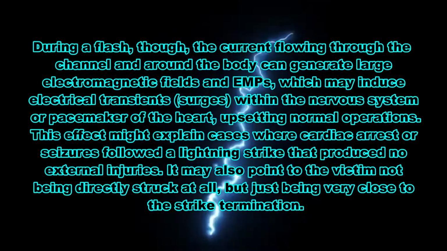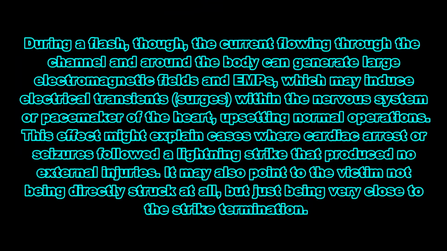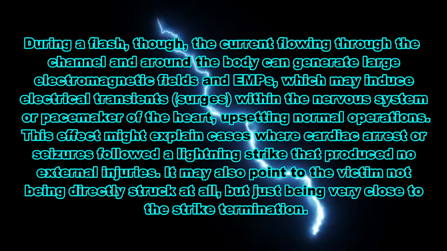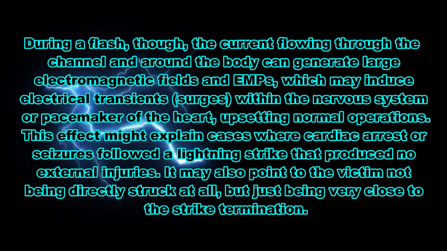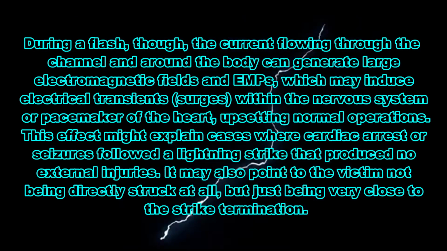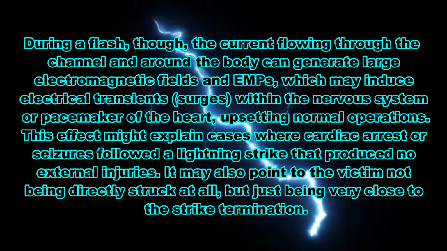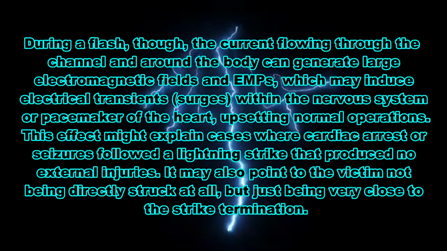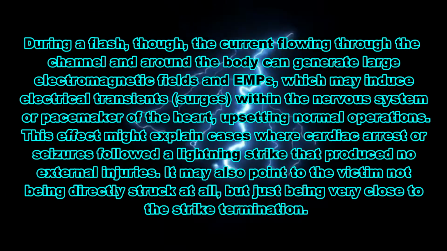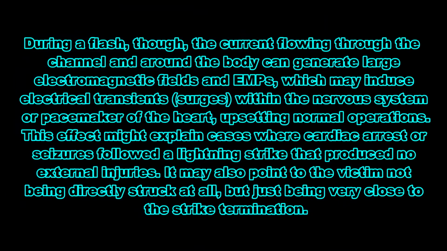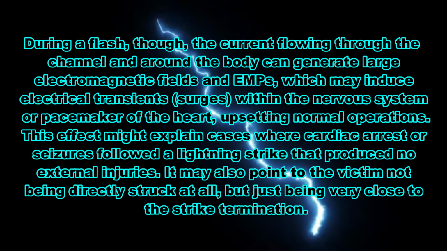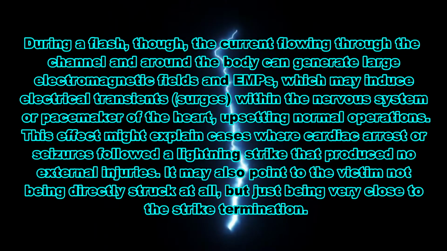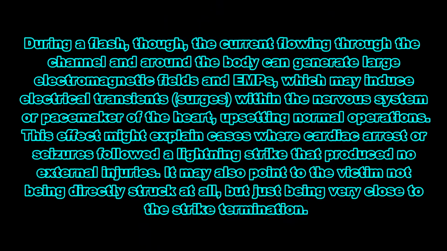During a blast, the current flowing through the channel and around the body can generate large electromagnetic fields and EMPs, which may induce electrical transient surges within the nervous system or pacemaker of the heart, upsetting normal operation. This effect might explain cases where cardiac arrest or seizures follow a lightning strike that produce no external injuries. It may also point to the victim not being directly struck at all, but just being very close to the strike termination.